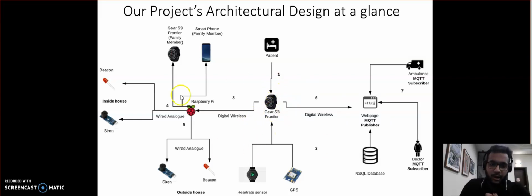So we're going to require our user to wear an Android Wear smartwatch, for example, the Samsung Gear S3. And this smartwatch is going to constantly measure the user's heart rate in the background using the inbuilt heart rate sensor, and it is going to send these heart rate measurements wirelessly to a Raspberry Pi that we're going to set up elsewhere in the house.